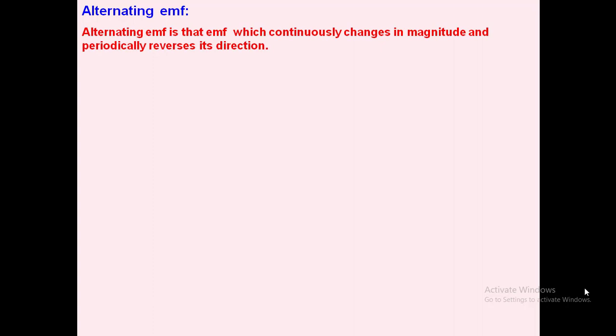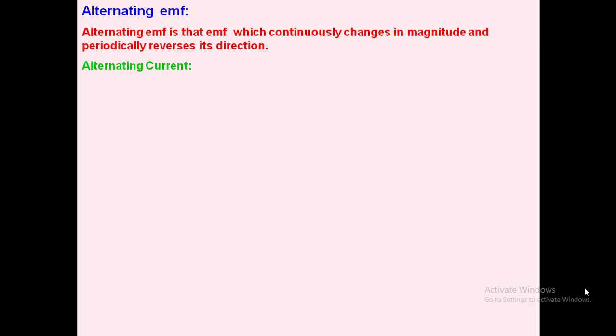Alternating EMF. What do you mean by an alternating EMF? We have learnt about EMF in our class, in chapter 3. What is alternating EMF? Alternating means varying. Alternating EMF is that EMF which continuously changes in magnitude and periodically reverses its direction. So both magnitude and direction are going to change continuously.